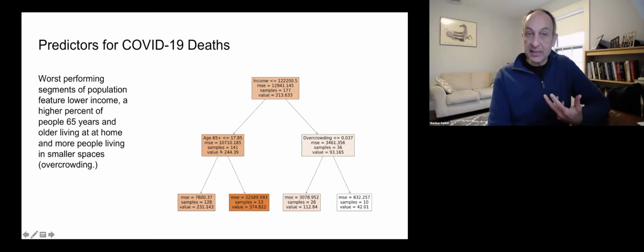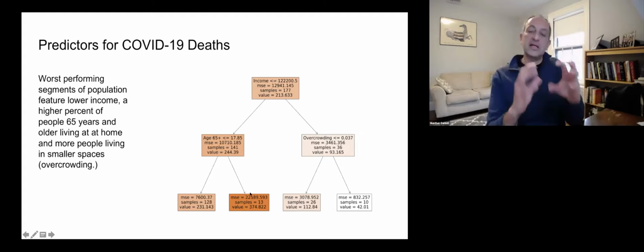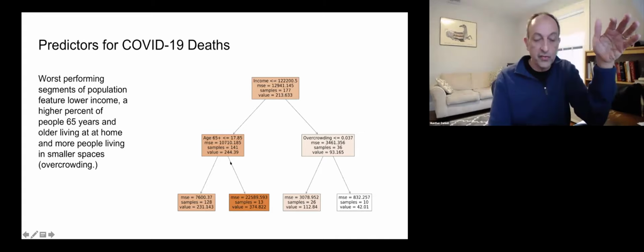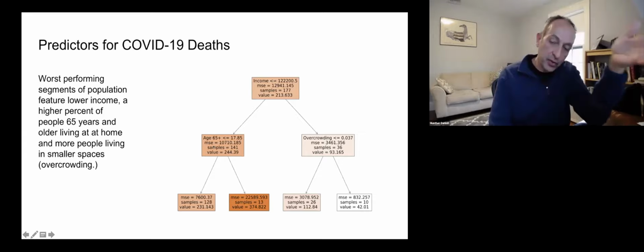And then the next feature is age. If you're above 65, then already you have a cluster, a segment of people that are highly impacted by COVID-19 in terms of the probability of death. So low income and old age is a problem right away in terms of the classifier. But if you are younger than 65, or you have a larger percentage of younger people, say less than 17 or 18% over 65, then you may want to classify further.